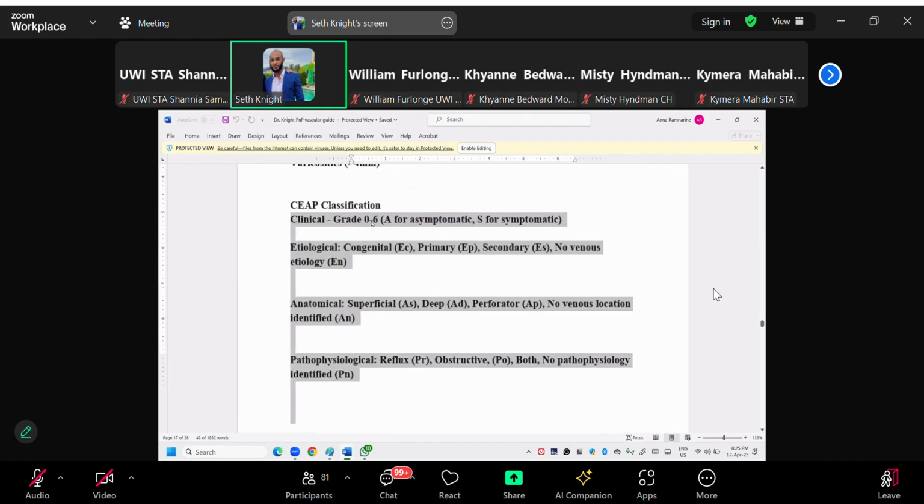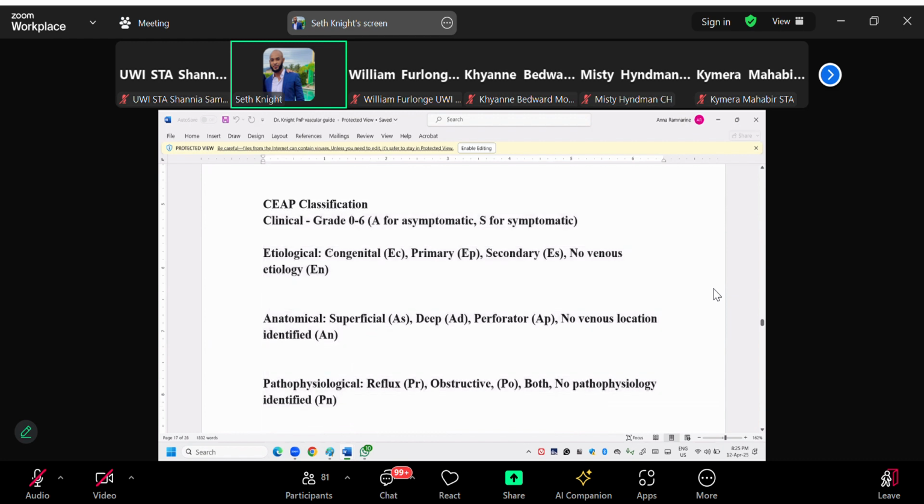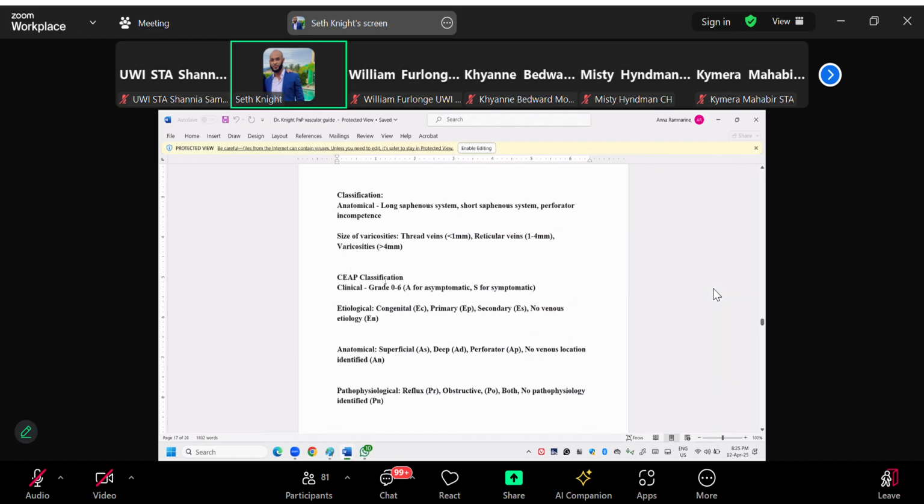CEAP. C for clinical, E for etiological, A for anatomical, P for pathophysiological. All right. Then you have etiology. It could be congenital, it could be primary, it could be secondary, it could have no obvious etiology. Anatomically, it could be superficial, it could be deep, it could be perforator incompetence. Pathophysiologically, it could be due to reflux of blood, it could be because of obstruction, it could be because of both, or no pathophysiology identified. We need to know what CEAP stands for: clinical, etiological, anatomical, and pathophysiological.